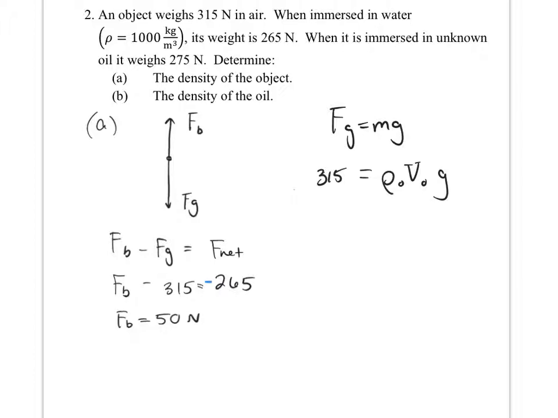I know that the actual weight literally is 315, so that part I can plug in for. So far, so good. The actual weight is 315. That comes from right here. We're trying to find the density of the object, so we don't know that value. We know gravity is 9.81, so I can plug in for that.